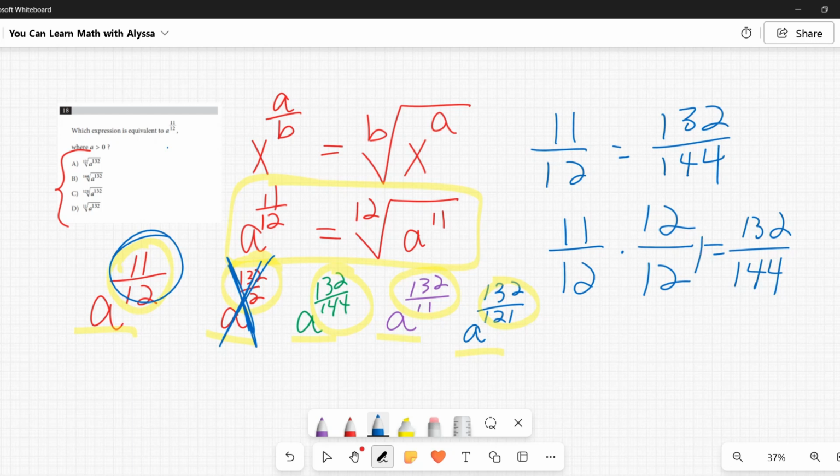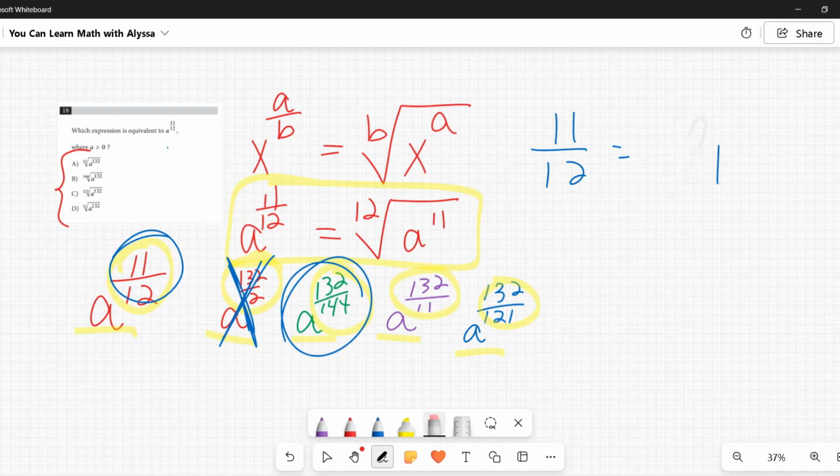Hey, 12 over 12 is 1. So 11 twelfths times 1, we haven't changed it. So this is true. 11 twelfths is equal to 132 over 144. So, okay, I think we found our answer. But just to prove it to y'all, let me go through the other ones. So is 11 twelfths equal to 132 elevenths?